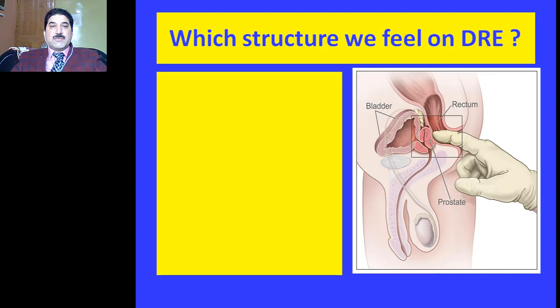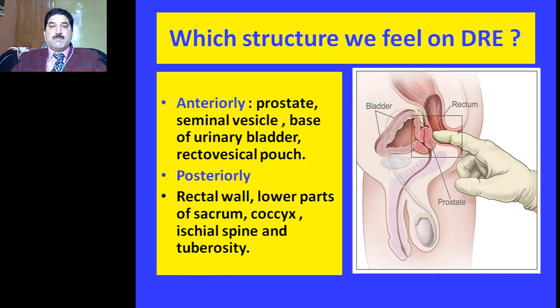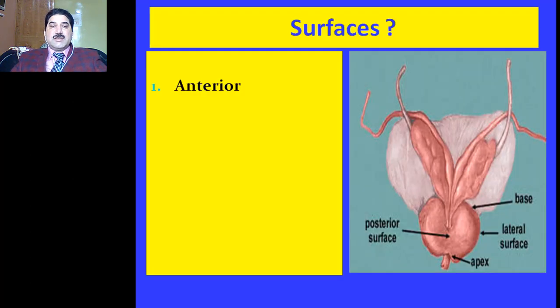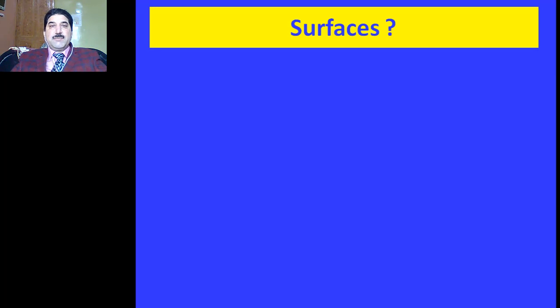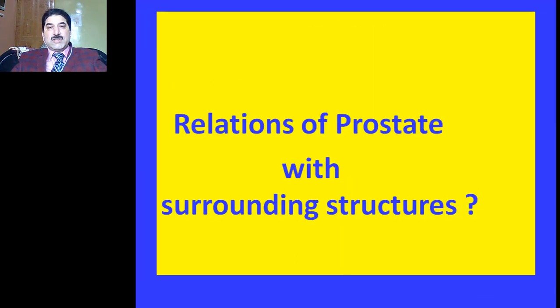In a clinical setting, the anterior structures which we can feel on DRE are the prostate, seminal vesicle, base of urinary bladder, and rectovesical pouch. Posteriorly, we have the rectal wall, lower parts of the sacrum, coccyx, ischial spine, and tuberosity. The prostate has an anterior surface, a posterior surface, two lateral surfaces, and a base, the superior surface, which is also called the base of the prostate. What are the relations of the prostate with the surrounding structures?